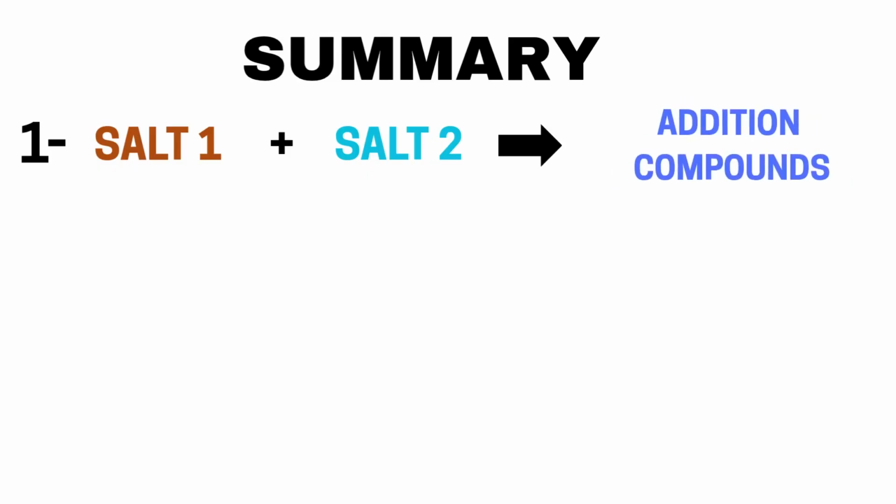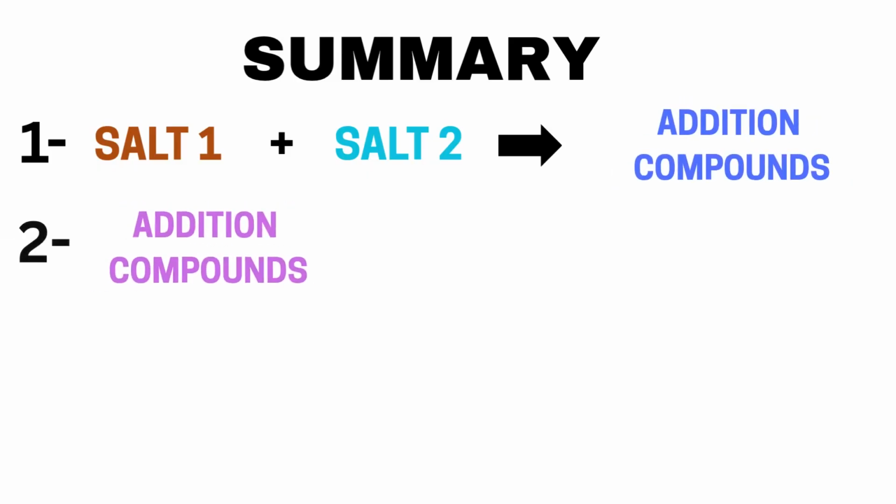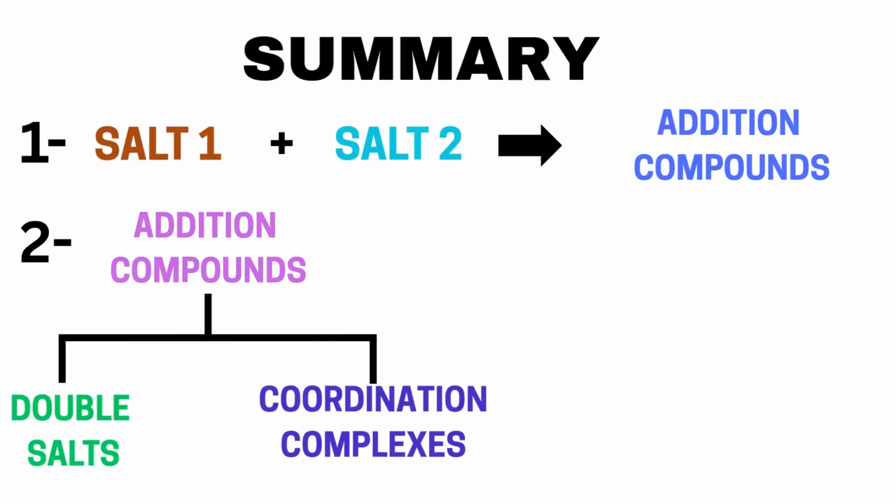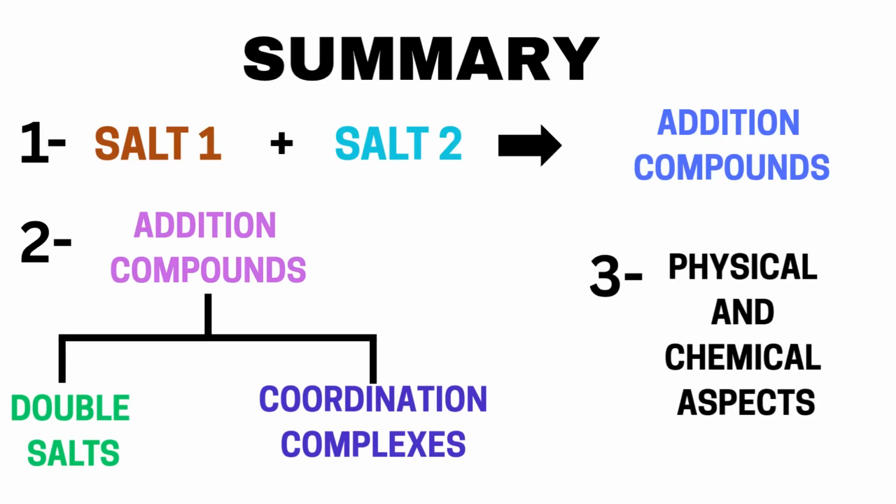Here's a short summary. Two simple stable salts combine stoichiometrically to give addition compounds. They are further divided in two types, double salts and coordination complexes. Double salts and coordination complexes differ in various physical and chemical aspects.